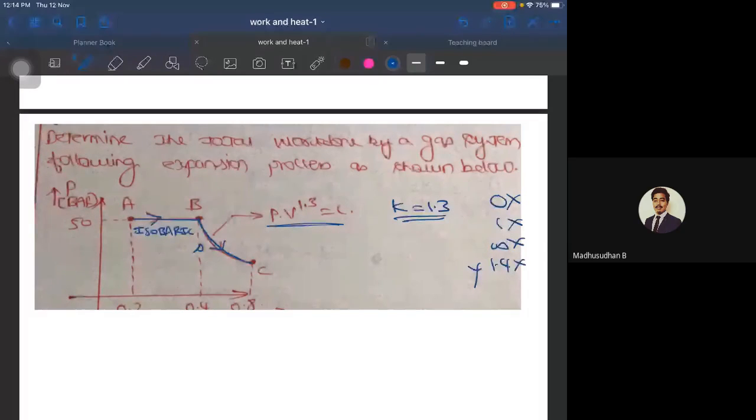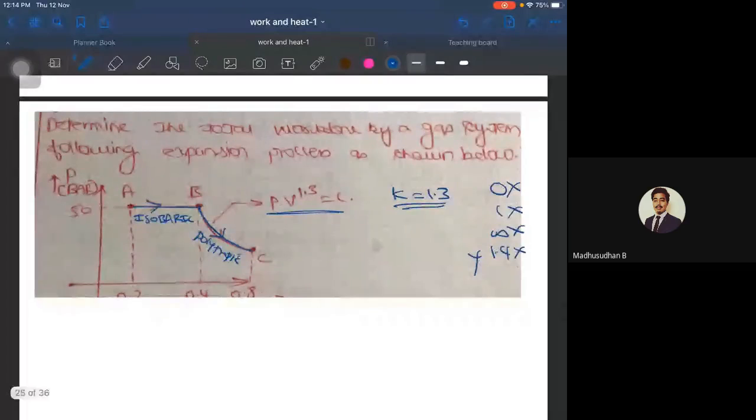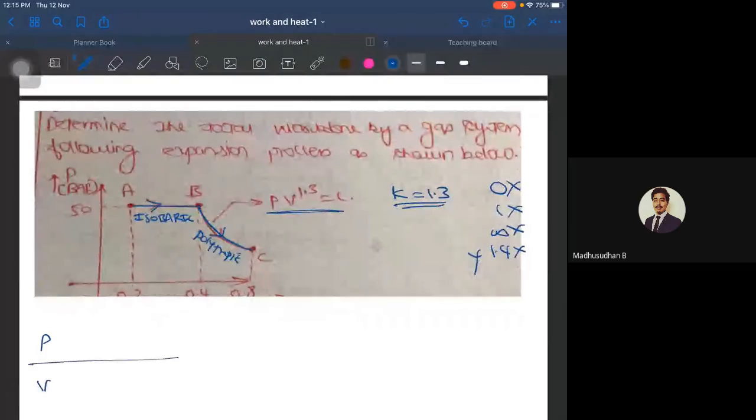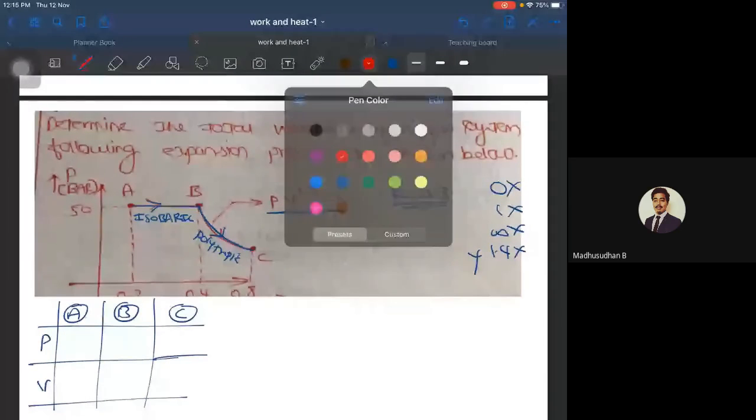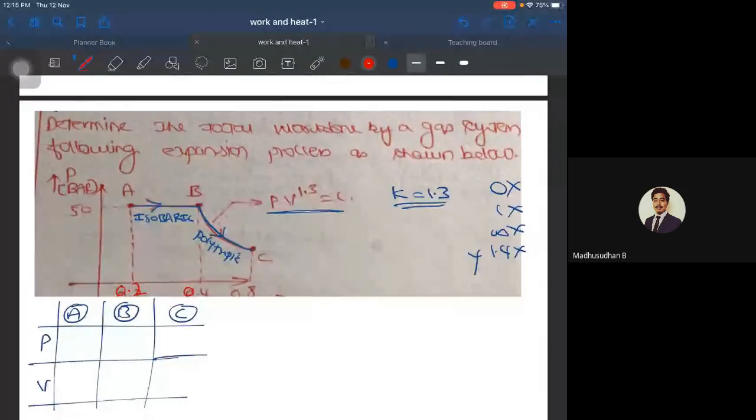Okay. Draw the state table, which is P and V here. How many states are there? There are 3 states: A state, B state, and C state. Okay. And here, it is not visible clearly. Just write it once again. It is 0.2, 0.4, and 0.8 in meter cube. And it is 50 bar here.